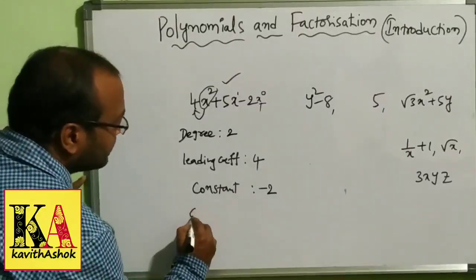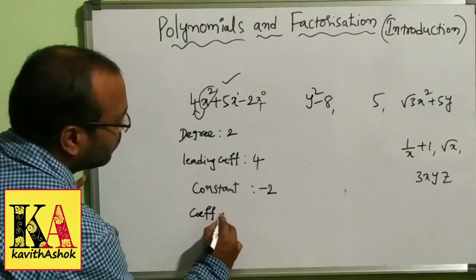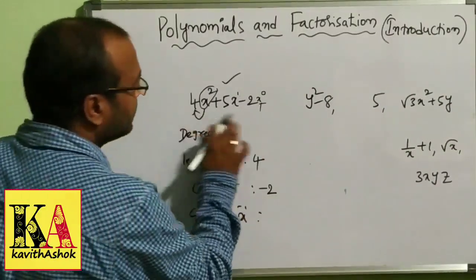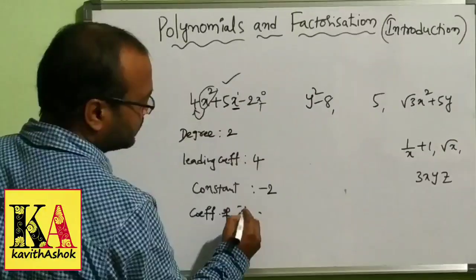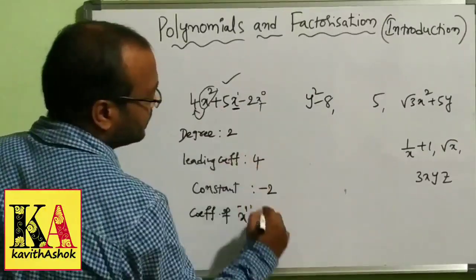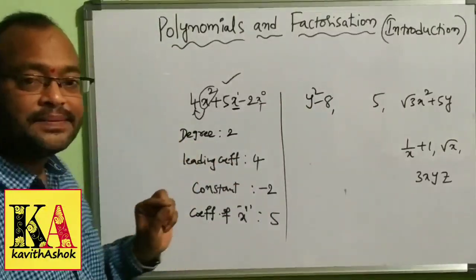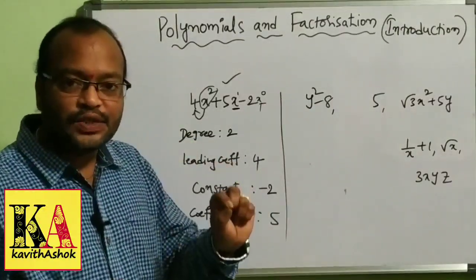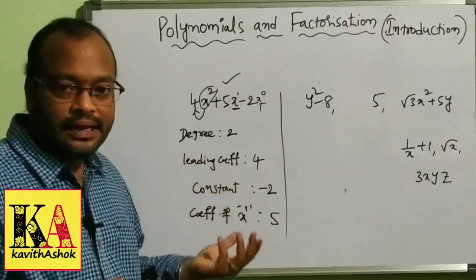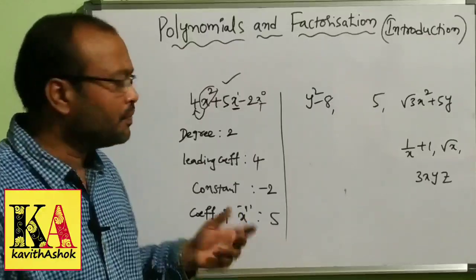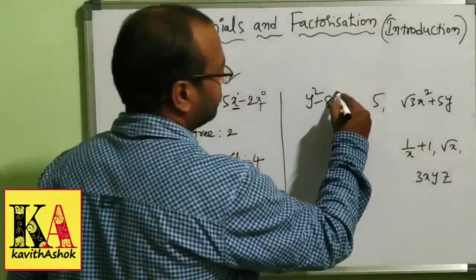So what is the coefficient of x here? Coefficient of x in the sense, here this is x, means power 1, x power 1. So coefficient of x is 5. Right. Whenever the given expression is a polynomial, there is a choice to find out the degree of the polynomial, the constant and the coefficients. Okay, right.